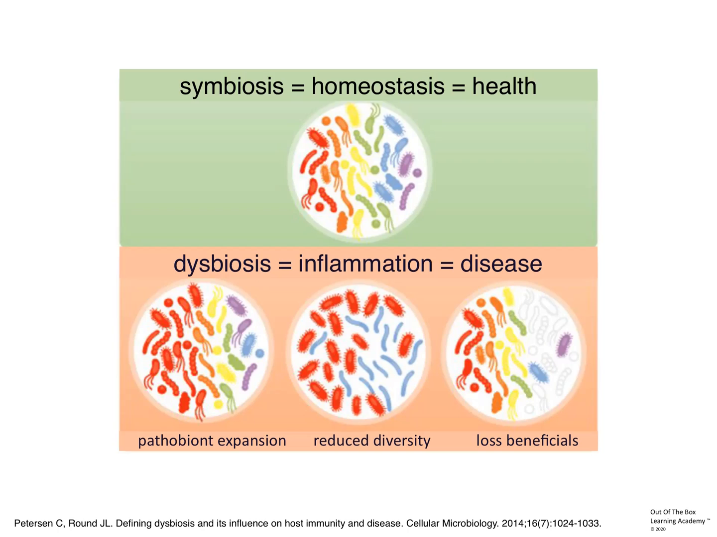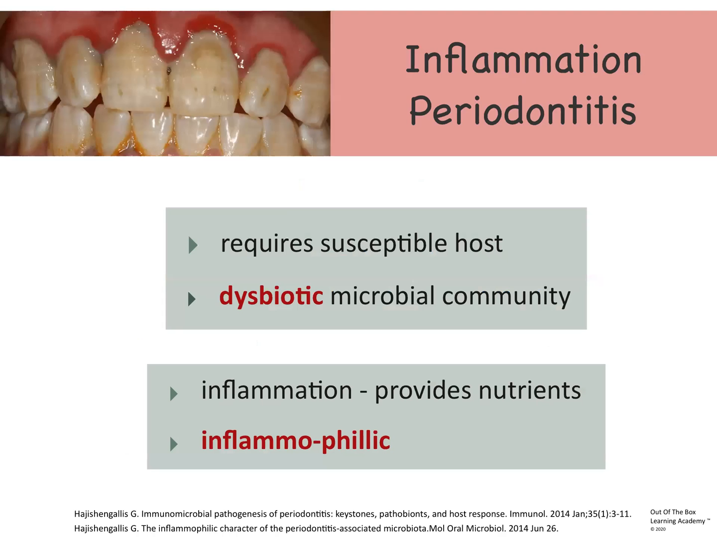In other words, disease. So we have a community where you go from a very diverse community of microbes into the expansion of what are called pathobionts. And I'm going to be talking about pathobionts in more depth in another session. But eventually you get a community that has very reduced diversity and you lose the beneficial microbes. So while the community may be balanced, it is balanced full of microbes that are considered pathogens.